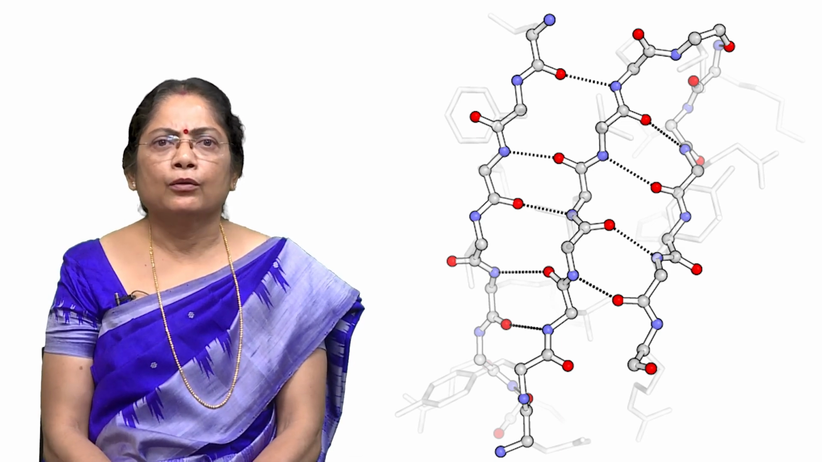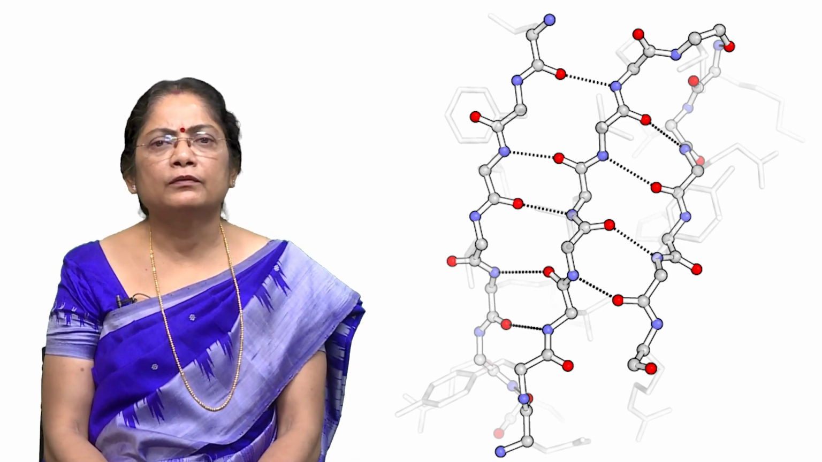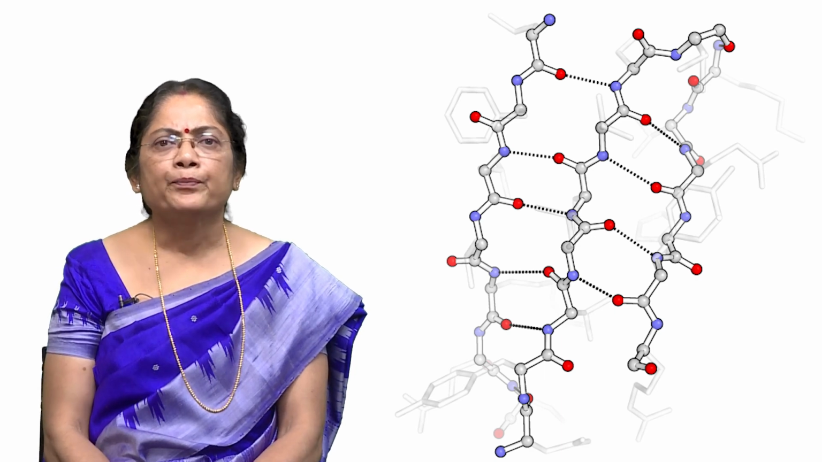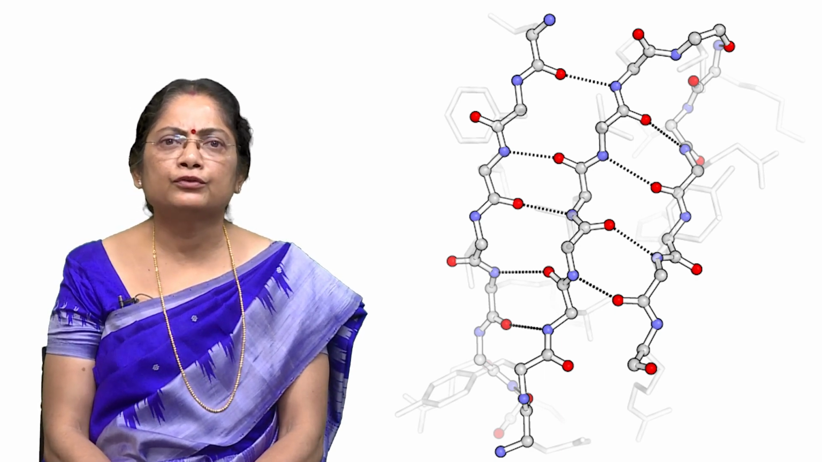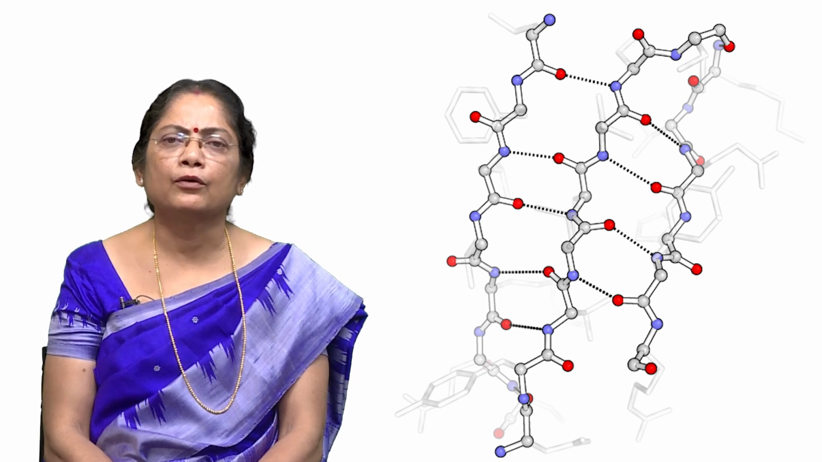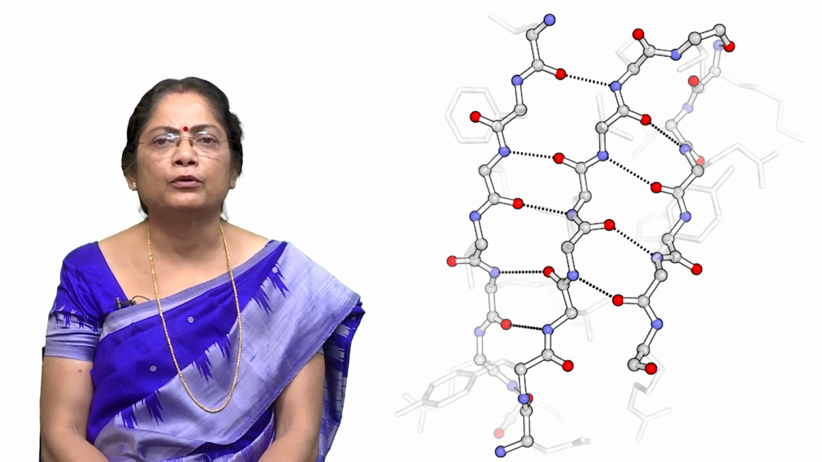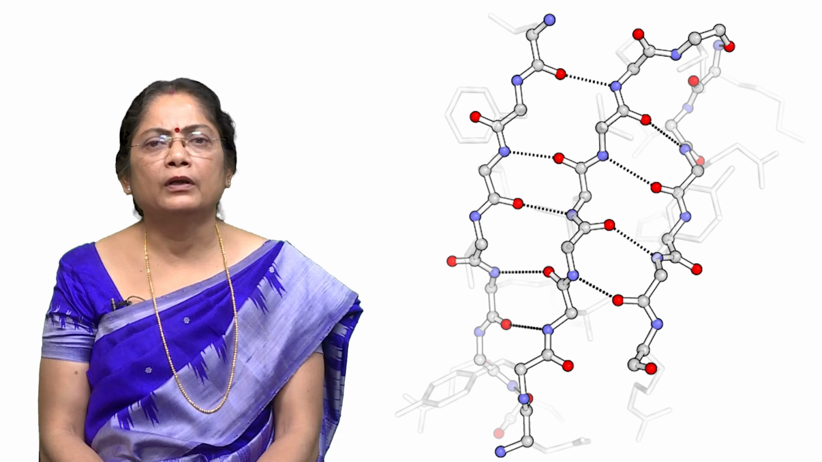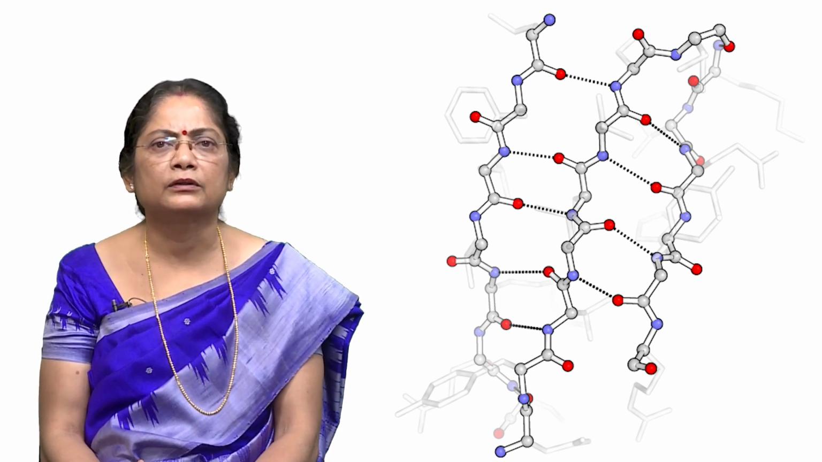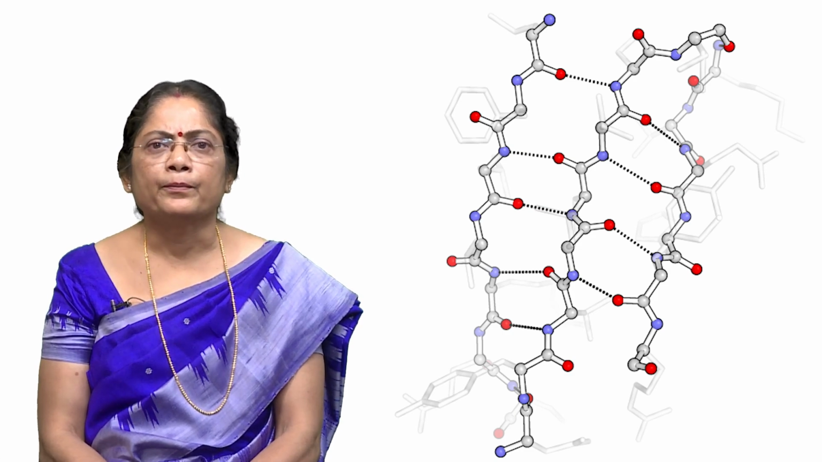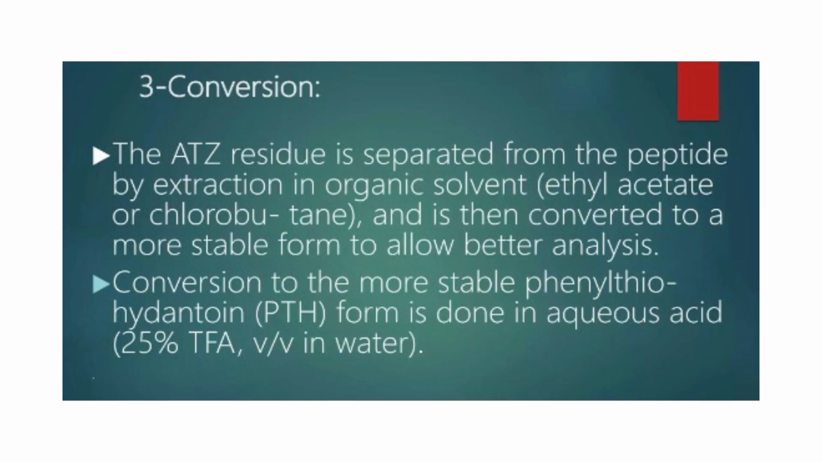So, these are the organic solvents which we can use, and the residue is then converted to a more stable form to allow better analysis. Now, we have to analyze what type of amino acid it is. So, we have to convert this form into a more stable form, which can be done by treating it with ethyl acetate or chlorobutane. The conversion to the more stable phenylthiohydantoin, PTH form, is done in aqueous acid, 25% TFA volume by volume in water.